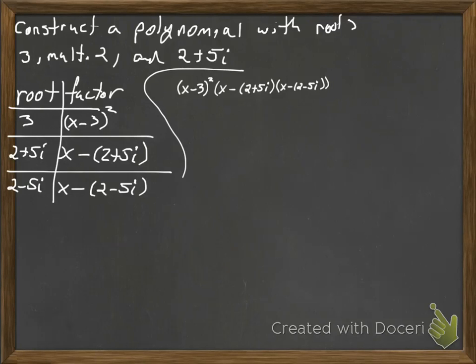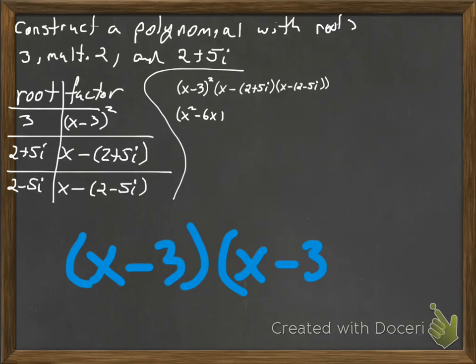Okay, and this is just going to be kind of a mess. So first thing we'll do is we'll FOIL out the x minus 3 squared. So remember, that's x minus 3 and x minus 3. So we're going to FOIL that out. That's going to give us x squared minus 6x and then plus a 9.